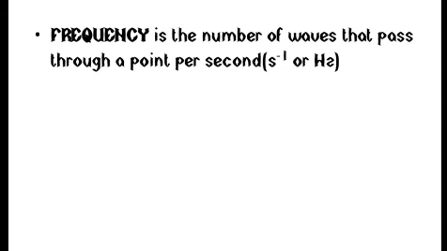Now, frequency is the number of waves that pass through a point in 1 second. Light waves are very, very fast waves. They travel at very high speed. So in 1 second, it happens that there are a lot of waves that pass through a certain point, and that's what we call the frequency.